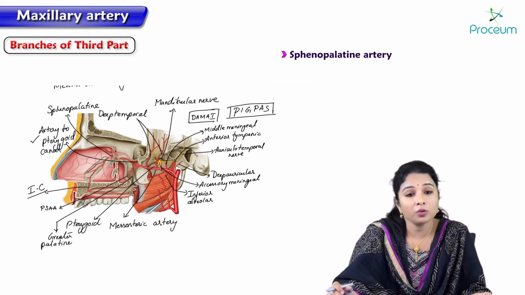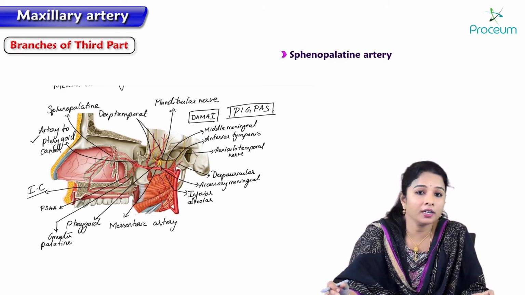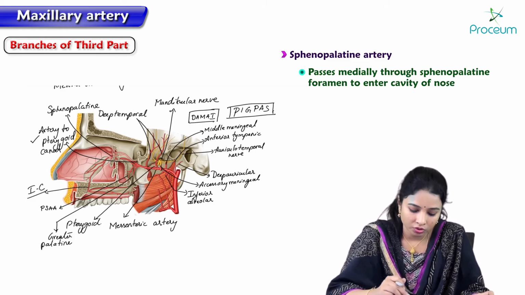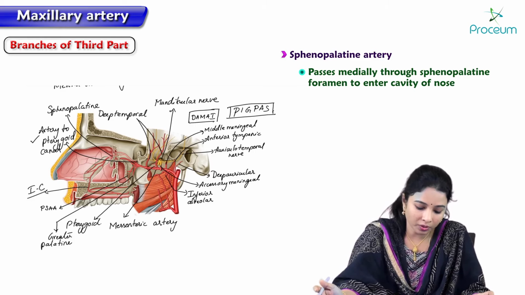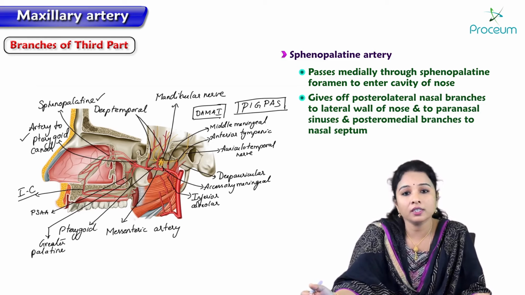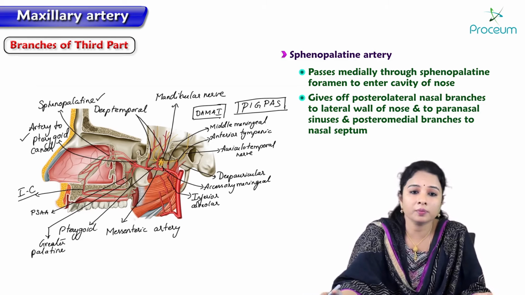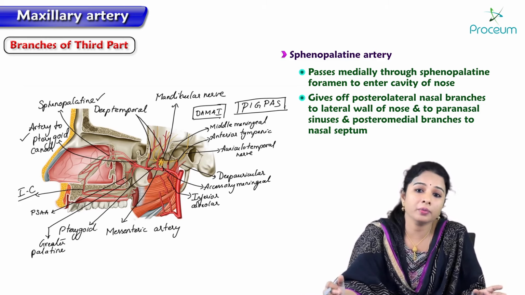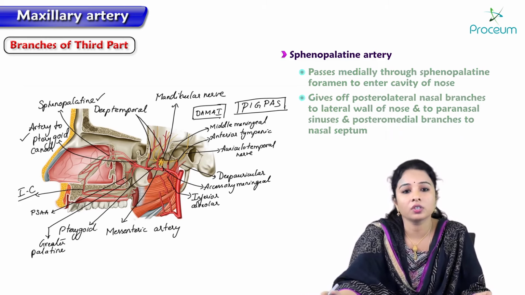Next, about the sphenopalatine artery. Sphenopalatine artery passes medially through the sphenopalatine foramen to enter the cavity of nose. So, it enters the cavity of nose, and it gives off posterolateral nasal branches to the lateral wall of nose and to the paranasal air sinuses, and posteromedial branches to the nasal septum. So, medial branches to the nasal septum, posterolateral branches to the lateral wall of nose.